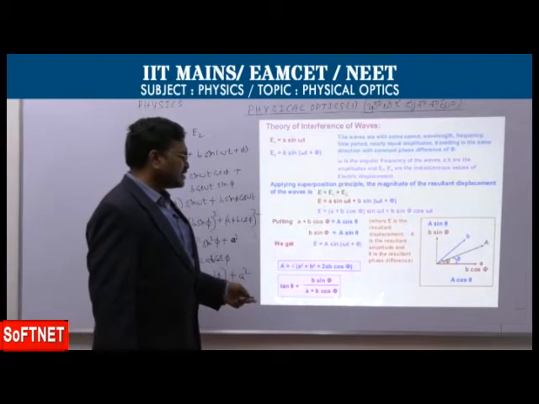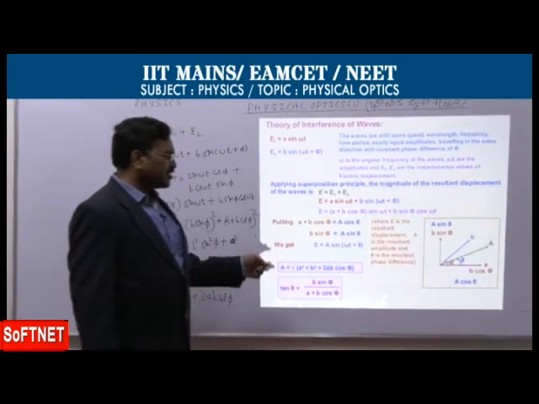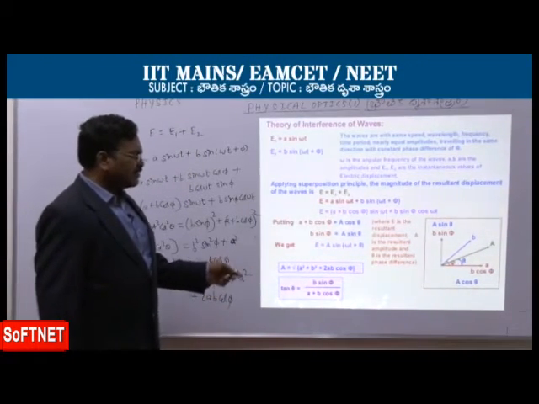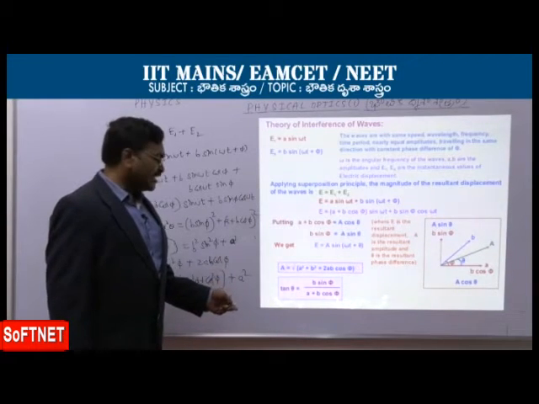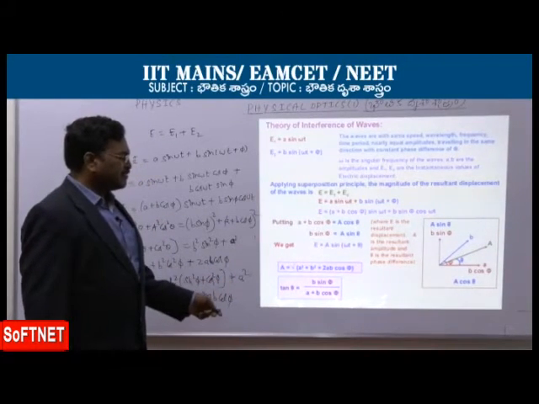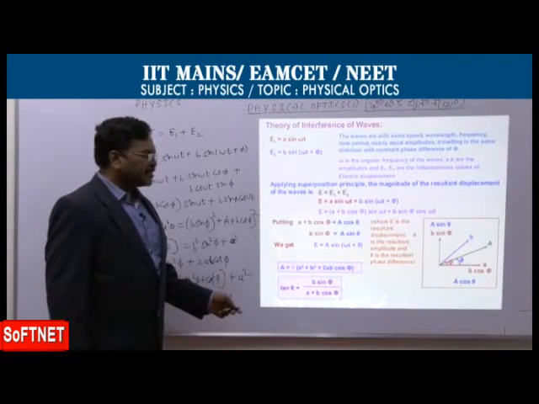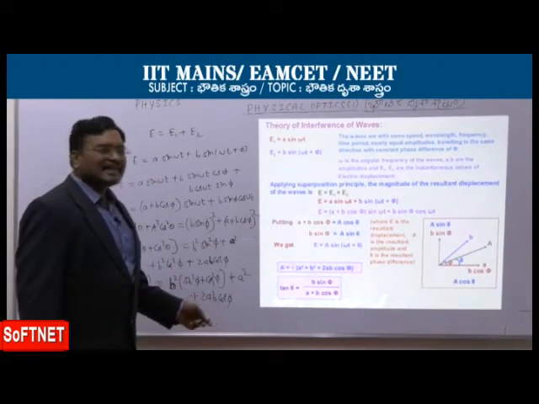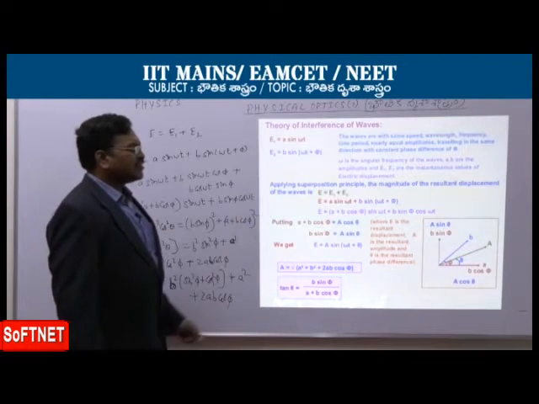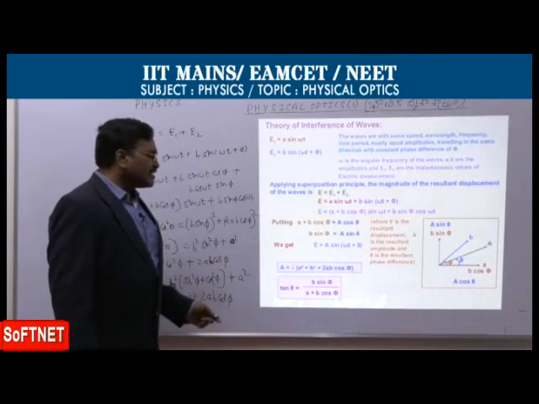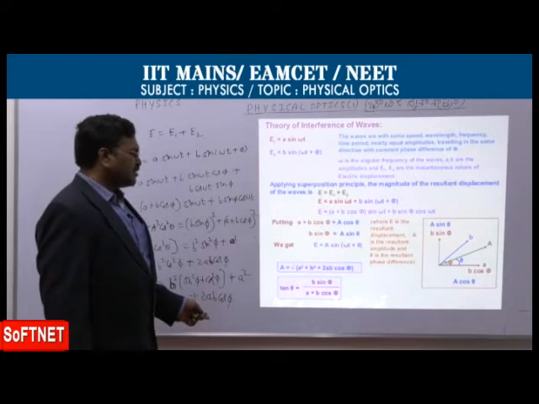Tan theta is equal to what? B sin pi by, yes, sin theta by cos theta, tan theta, a sin theta by a cos theta. Tan theta is equal to b sin pi by a plus b cos pi. What is theta here? The resultant direction, the direction of the resultant wave with the first wave.